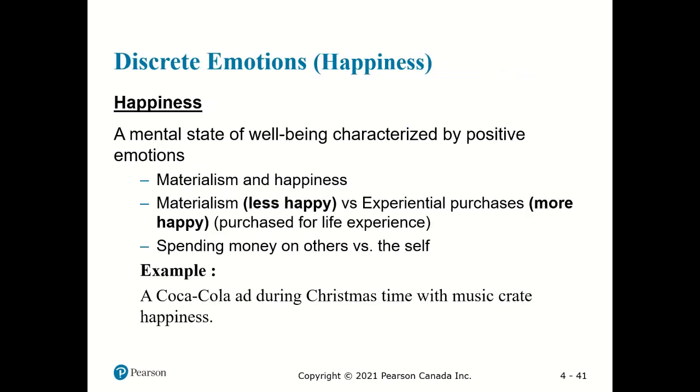Now next, this is also a kind of emotion related to happiness, that is, discrete emotions. Happiness is a mental state of well-being characterized by positive emotions. Whenever you have positive emotions, you feel happy. Materialism and happiness: something that you buy, then you feel happy. But something that you have to buy, you may not feel so happy. So all emotions depend upon some situation, some experience, and the uniqueness of the people.